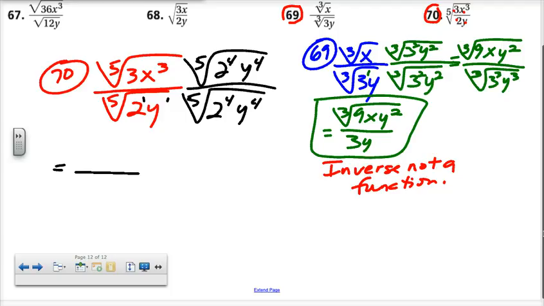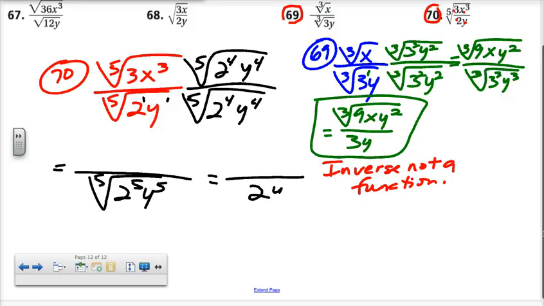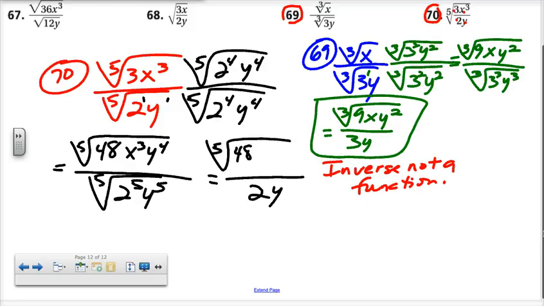And then my denominator will be the 5th root of 2 to the 5th y to the 5th. And those are inverses, so I'll have 2y. Now I need to go back and figure out what on earth I have up there on the top. Well, 2 to the 4th is 16, and 16 times 3 is 48, so that's going to be the 5th root of 48. I have an x cubed and a y to the 4th. And there's nothing that I can simplify in that. So there it is, 48x to the 3rd, y to the 4th. And that's going to be it for tonight's video.